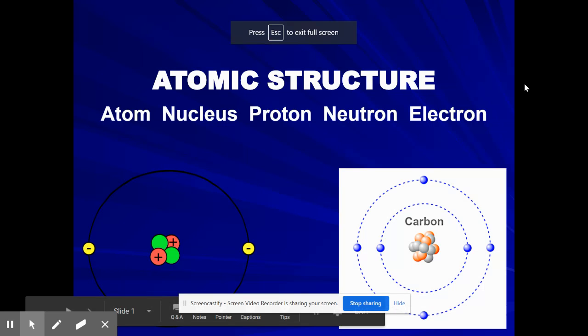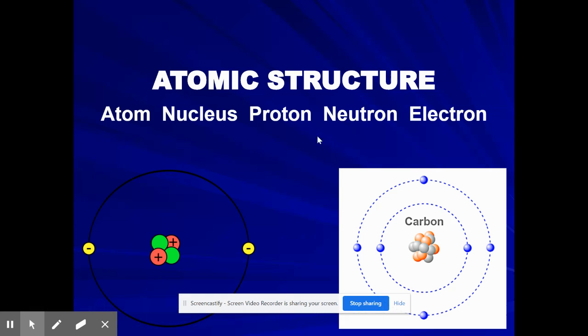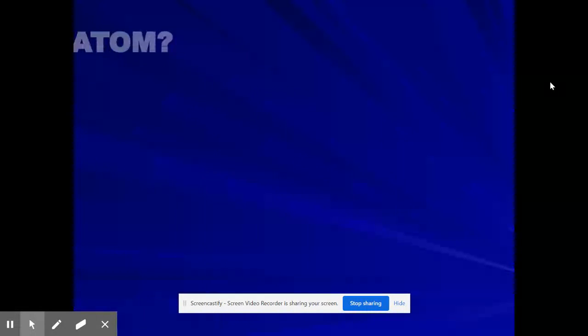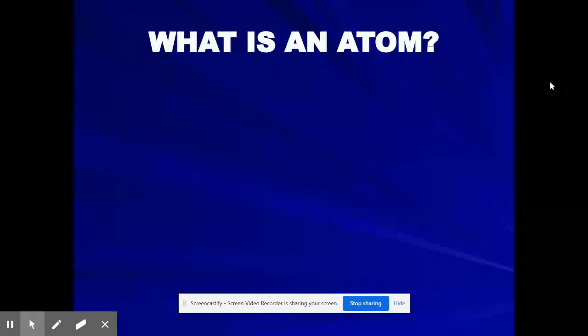Hi guys, today we're going to do a review on the atomic structure of the atom. There are different models. As you can see, we have two different models here, and our focus is really going to be where the parts are, what their locations are, and what the charges and masses of these atoms are. All right, so what is an atom?